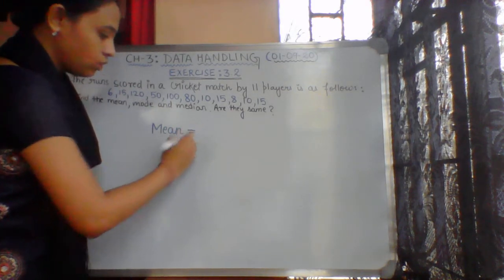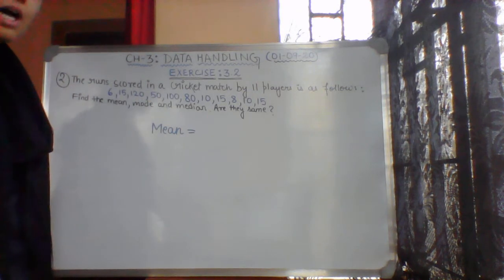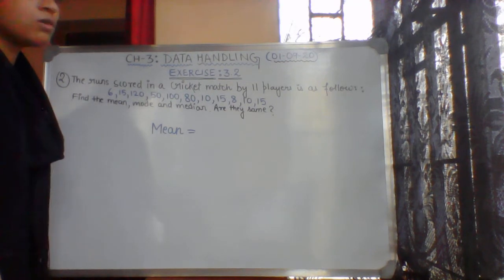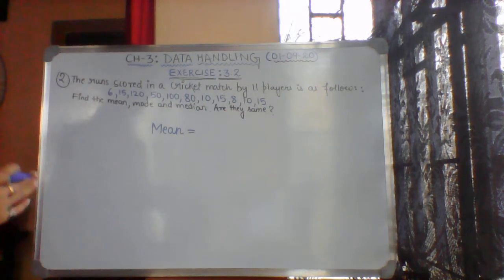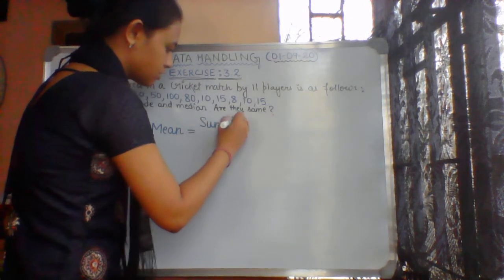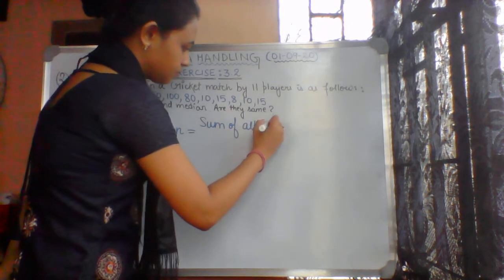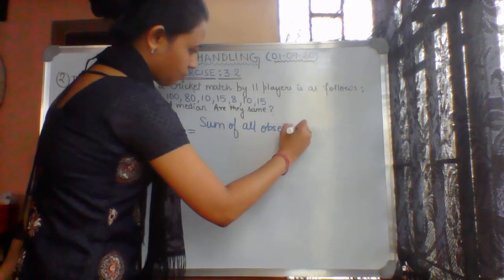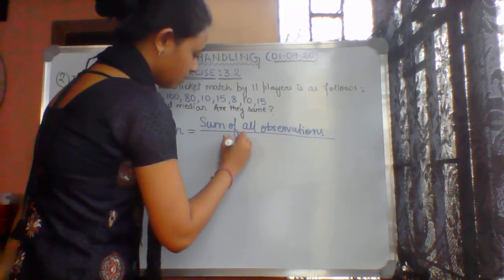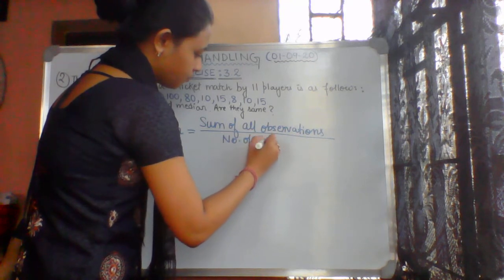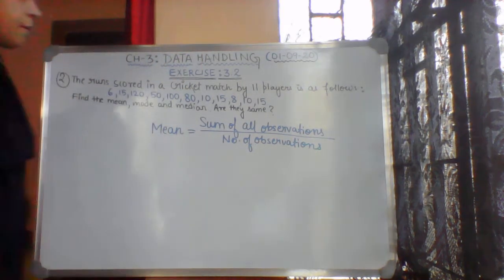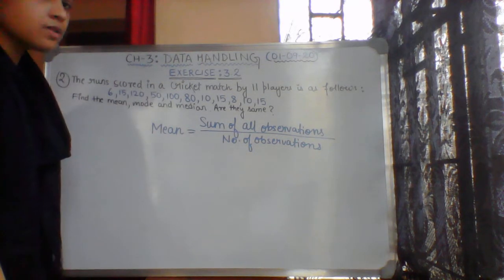As I have told, mean is nothing but how we used to find the average, the same way we will be calculating the mean. So it can also be called an average of any given data. We find it by the sum of all observations divided by the number of observations. I think most of you know this.